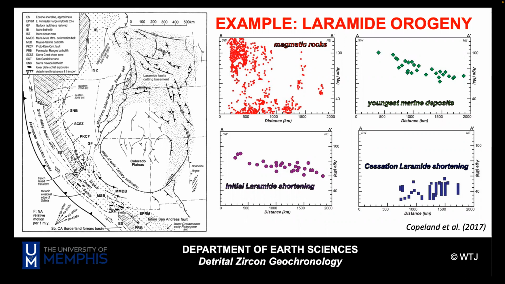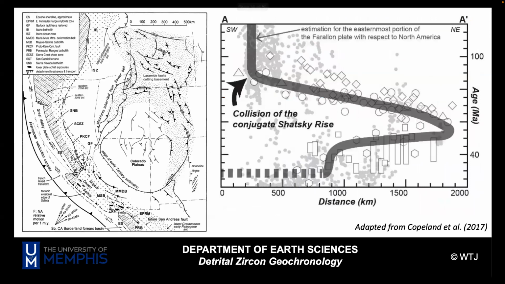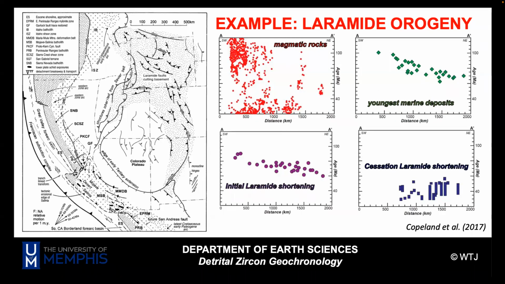And so we can look at first order features like magmatic rocks, the youngest marine deposit. So as soon as you go to non-marine, that's kind of telling us that you have exhumation and foreland development, initial Laramide shortening, and then the ending of any noticeable Laramide associated deformation. What indicates that initiation of shortening? For both of those, it's really just going to be cross-cutting relationships of faults to the either Mesozoic or Cenozoic stratigraphic sequences that they cut.